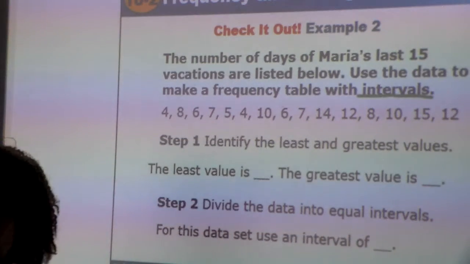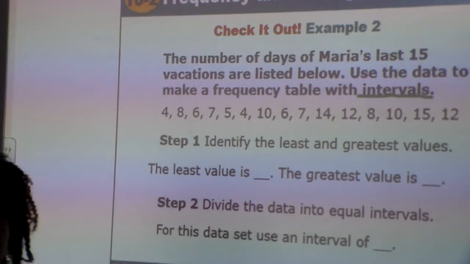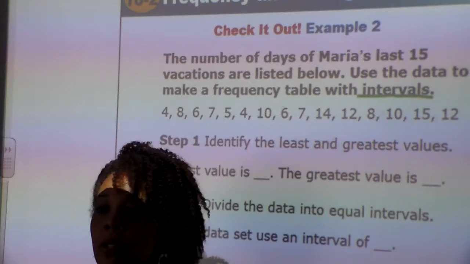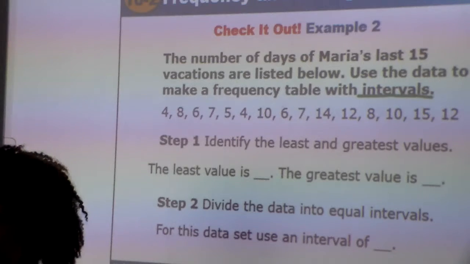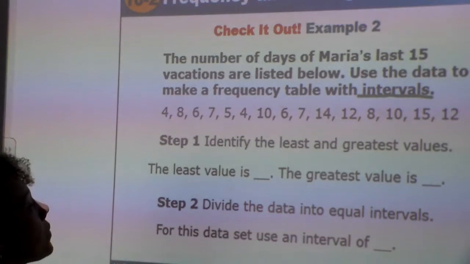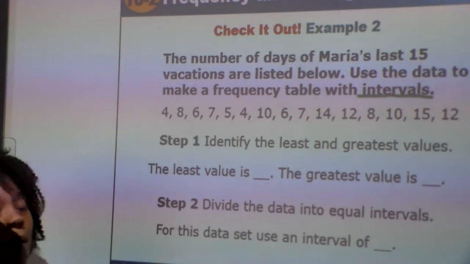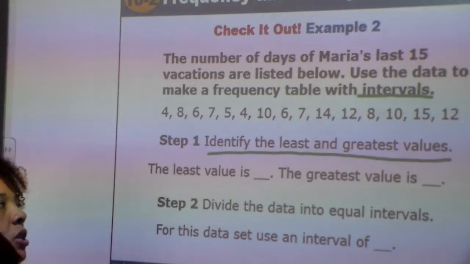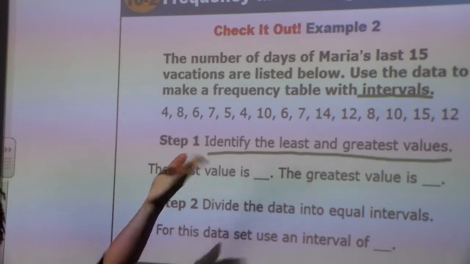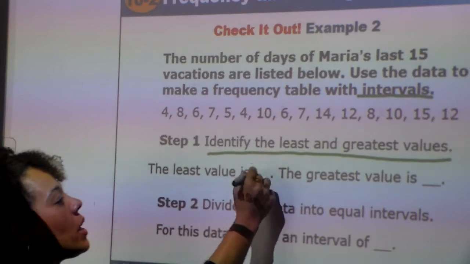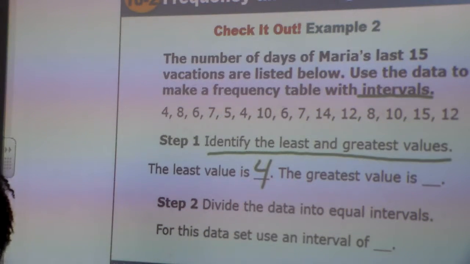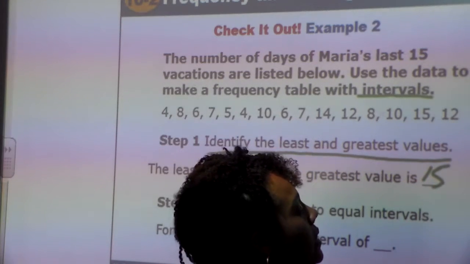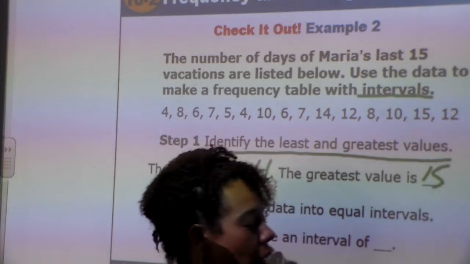As I mentioned, I will be giving you the intervals today, but you'll learn in other videos or at a future time how to best select the intervals for the information you're given. So step 1, if you remember, is we're going to identify the least and the greatest values. So what is the least value on here? 4. 4, good job. And what is the greatest value? 15. 15. So I know I have to come up with what would make sense between 4 and 15.